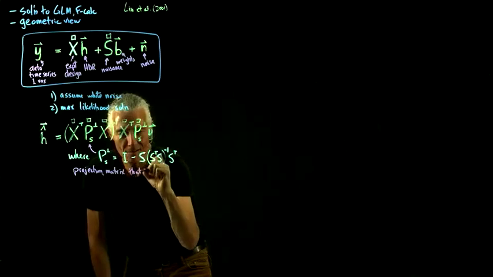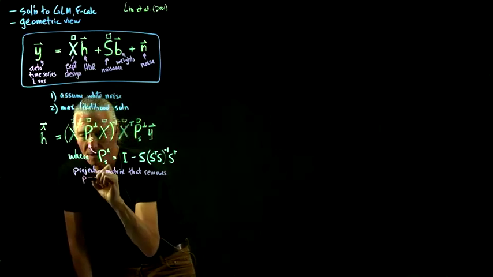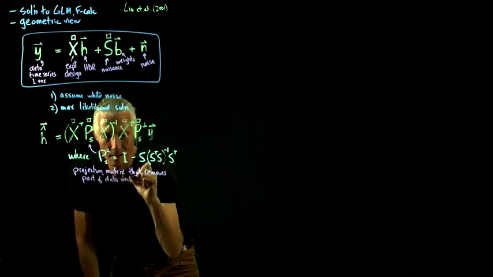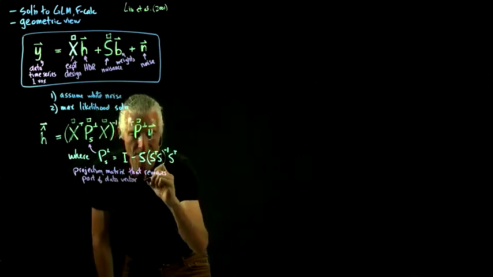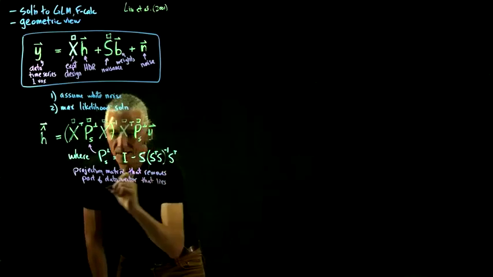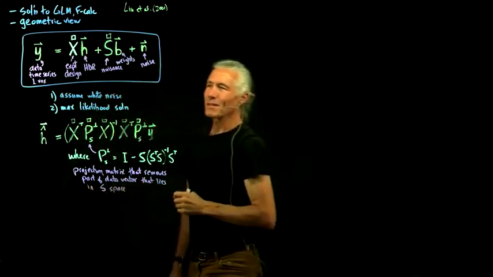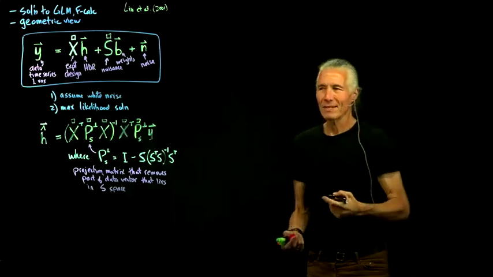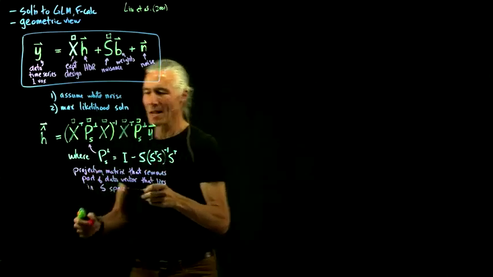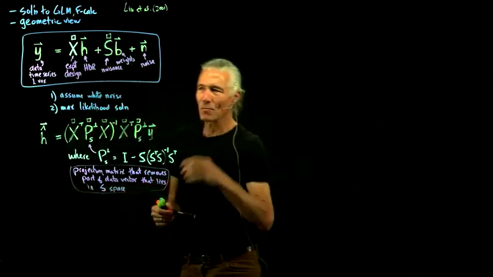That removes the part of the data vector that lies in the S space. I haven't said what a space is. It's actually a space of possible time courses, and we'll go over that. And so that's what this thing is.